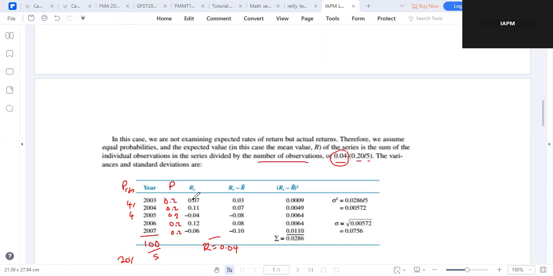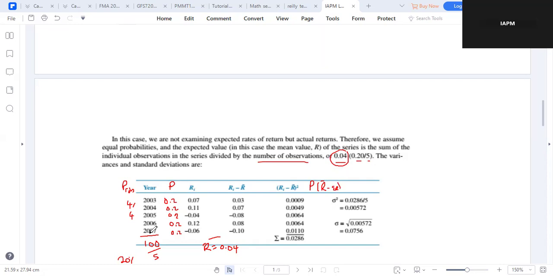4%. So we're going to subtract 7% minus 4%, we get that. Then we square it and multiply by our 0.2 probability. Okay, there should be another column there. You get it now, right? Yes. Do you get it? It only makes sense like this.